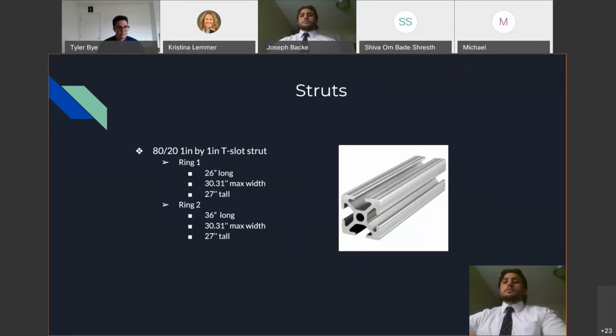These dimensions stand true for the 2-ring design, with the only difference being the length of 36 inches. The strut chosen was 80/20 strut with a 1 inch by 1 inch square T-slot design. We chose this material due to an abundance of it available within the ALPE.